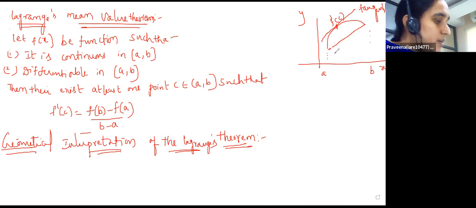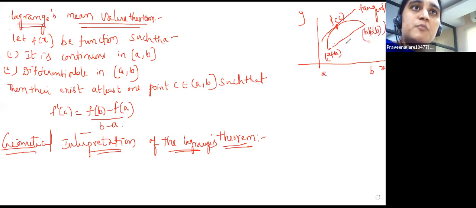Okay, here this is A is equal to A comma f of A point, and B is B comma f of B. These are the points. Okay, here what is the formula of that? If there exists one point C belongs to AB, C means what here? Belongs to AB such that f dash of C is equal to what? One slope formula. That is chord formula. That is f of B minus f of A by B minus A.